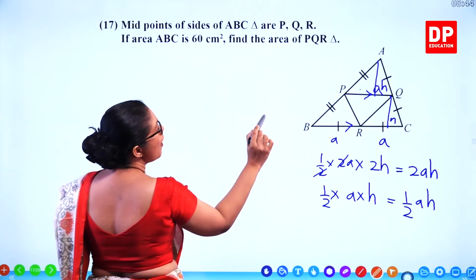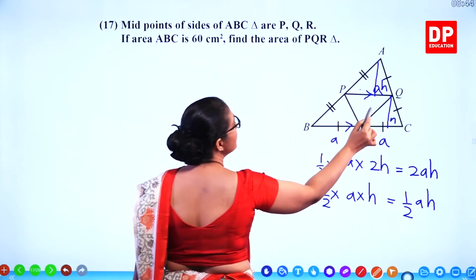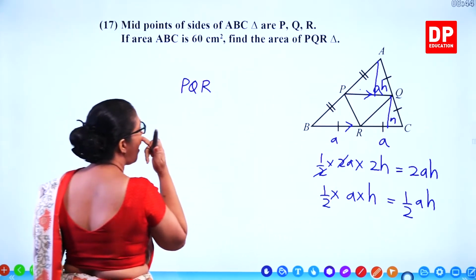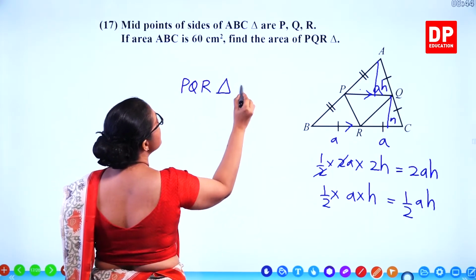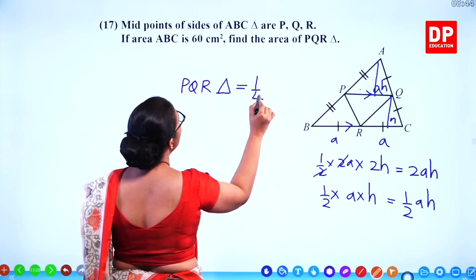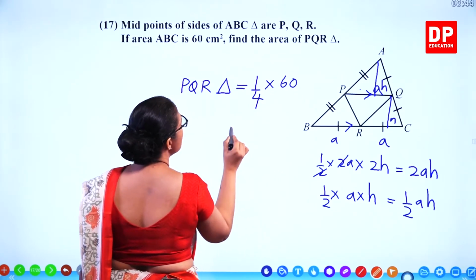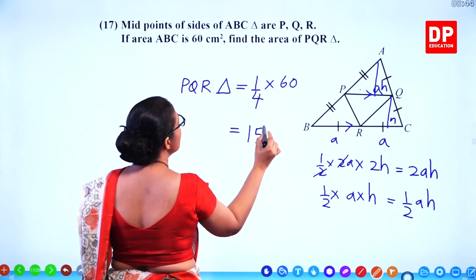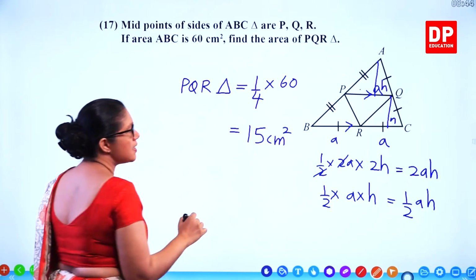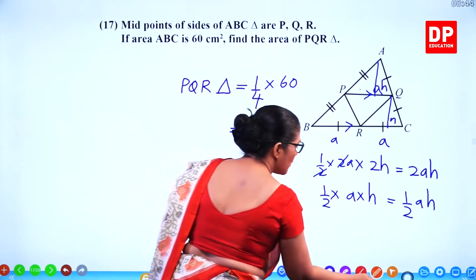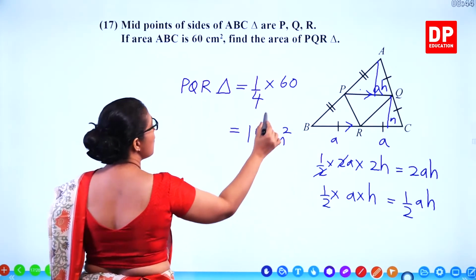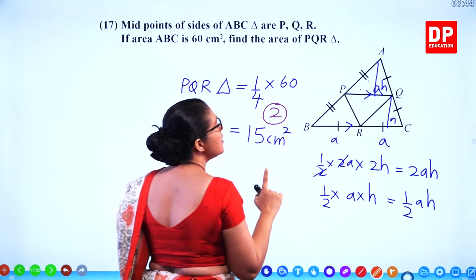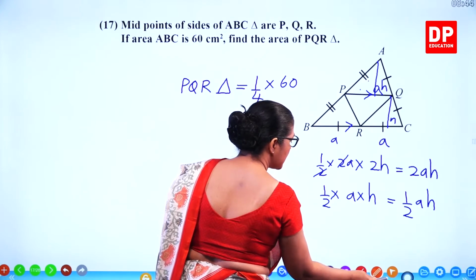So how do you find the PQR triangle, this triangle? PQR or APQ, you get the same answer. So the area of this is equal to 1/4 of the ABC area. So you just divide 60 by 4. 4 times 1, 4, 20, that's 5. So 15 square centimeters is the answer. So you get 2 marks. Here you need to identify this is 4 times. Same areas are there. So it's divided into 4 equal triangles.